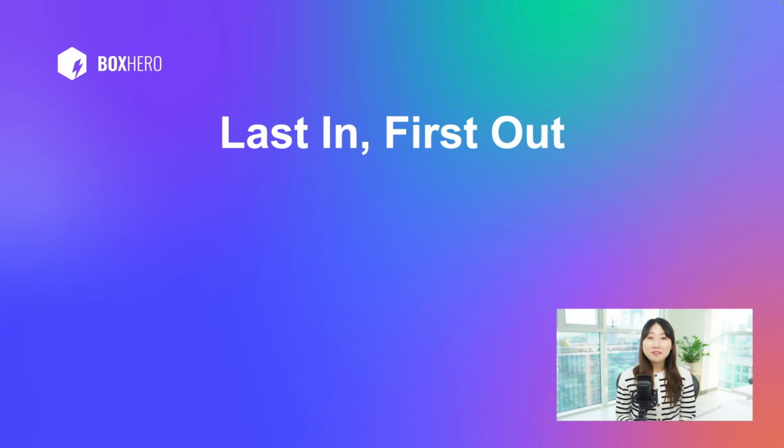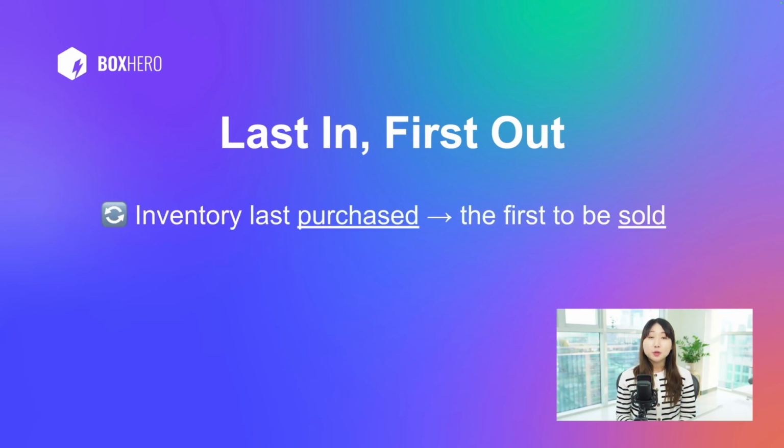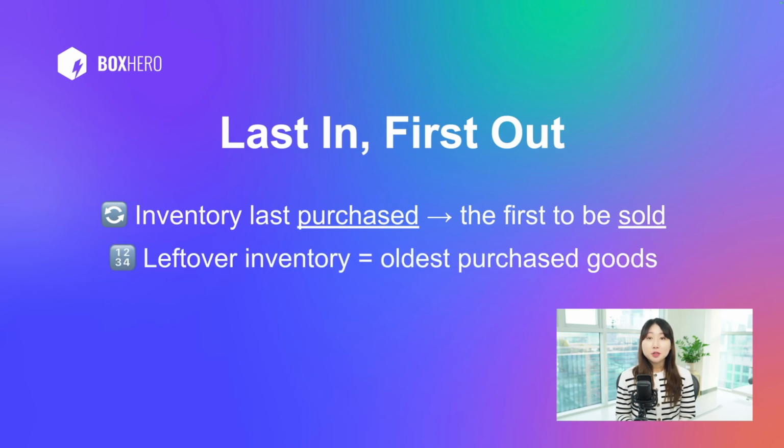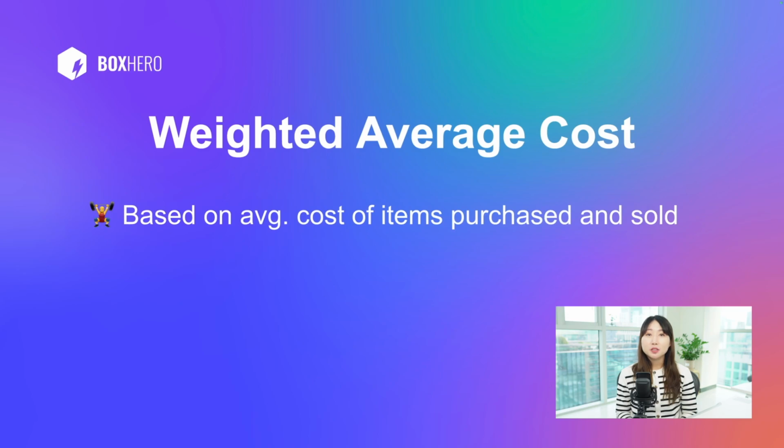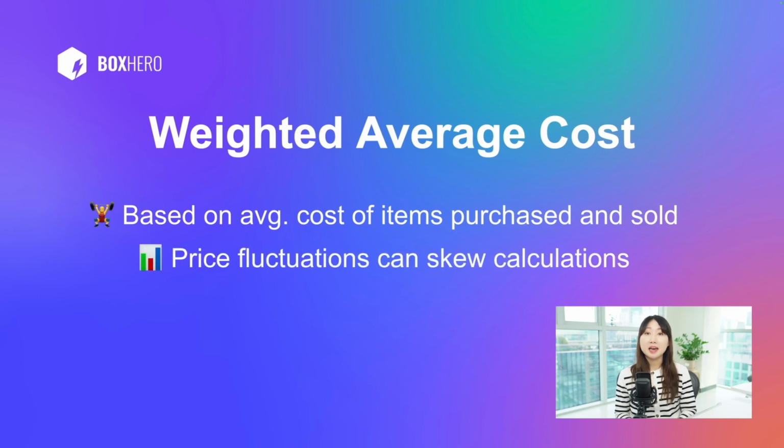Next is LIFO, last in, first out. In LIFO, the last stock added to inventory is the first to be sold. At the end of the accounting period, the inventory left over is the oldest purchased goods. And last but not least, the weighted average cost, or WAC. In this method, the overall value of inventory is based on the average cost of items purchased and sold within a given period. It's not the best for businesses and industries dealing with a lot of price fluctuations in a given time, since significant price differences will skew calculations in evaluating inventory.